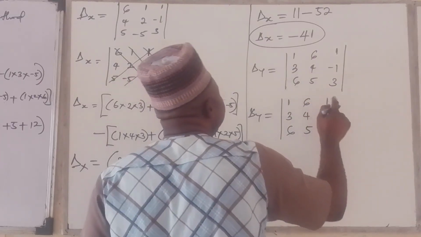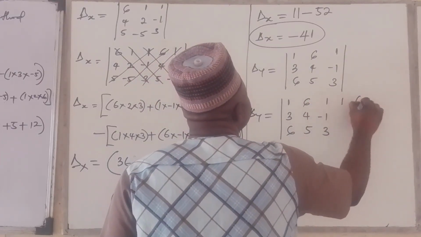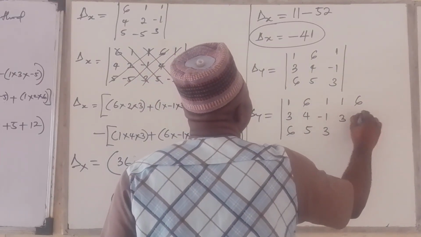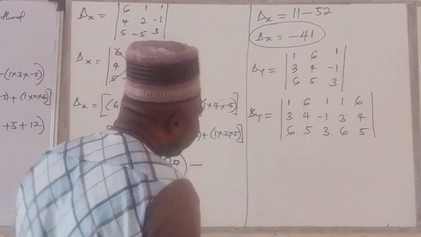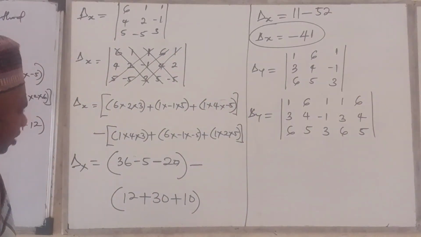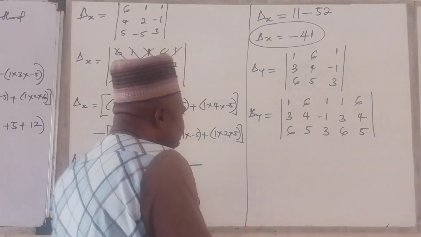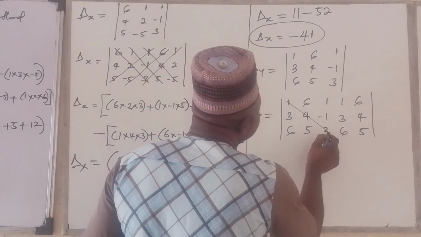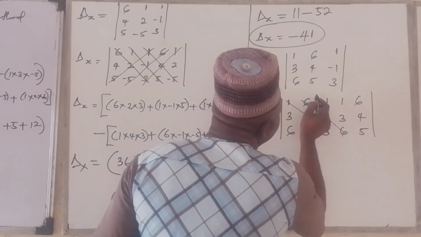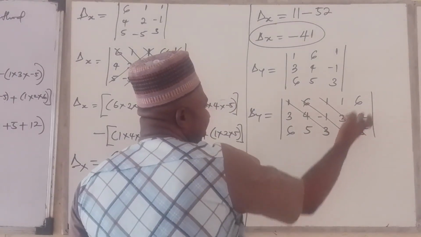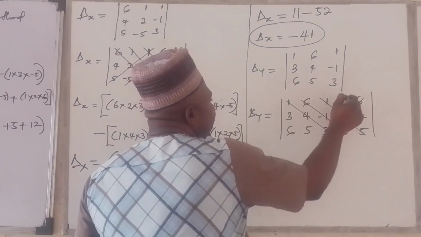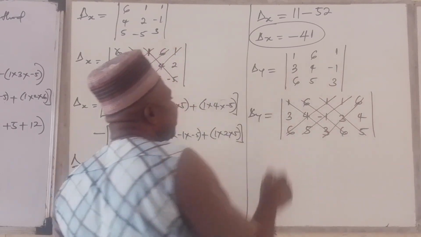Then you repeat the first two columns. We have 1, 6. We have 3, 4. And we have 6, 5. So now you start taking the three elements in both diagonals. For the principal diagonal, we have 3 here, and 3 here. Now for the minor diagonal, we also have 3 here and 3 here.